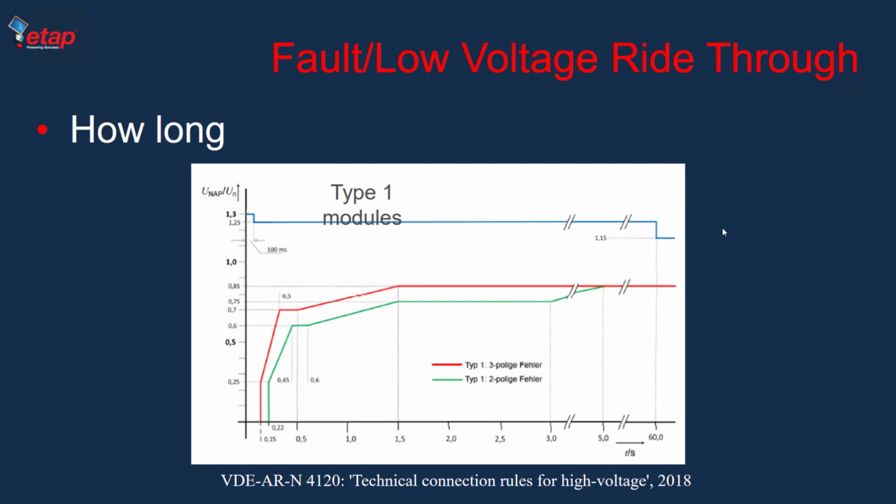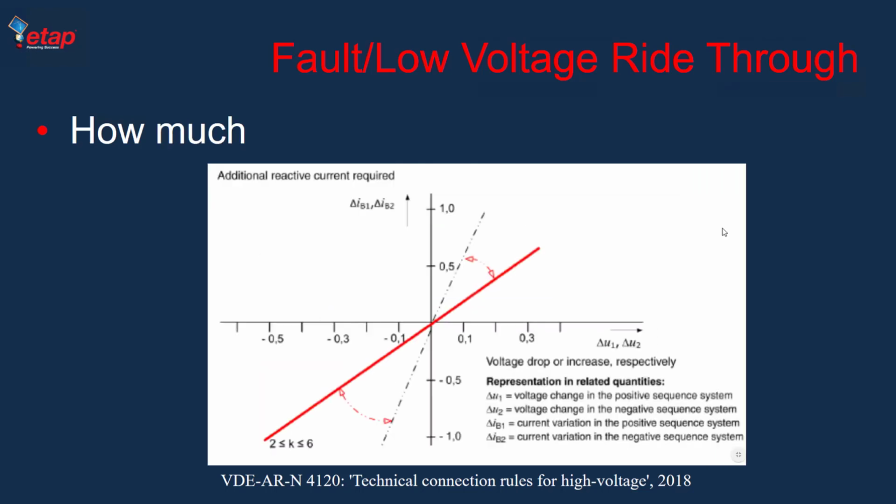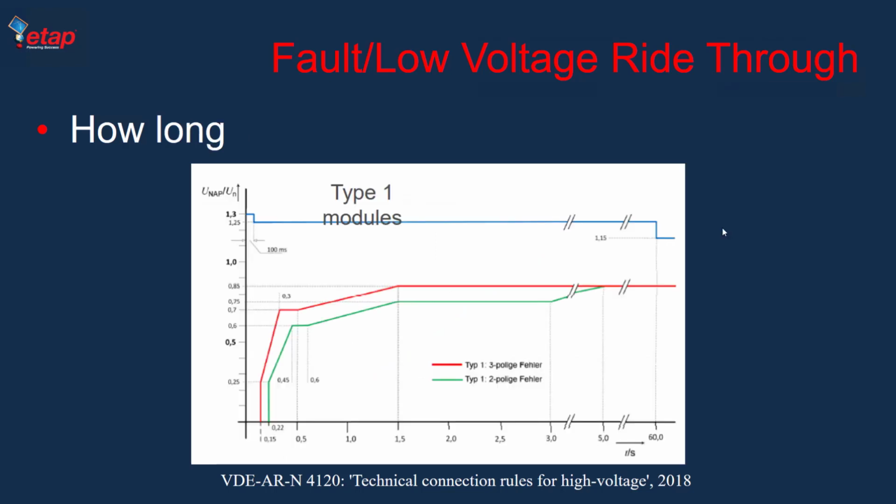So different grid codes define different ways to do the ride-through, but there are two key components here that need to be understood. The first is how long the distributed energy resources need to stay and ride through the fault or a voltage drop or high voltage, and the second is how much it needs to contribute during the fault or the voltage drop or voltage increase.